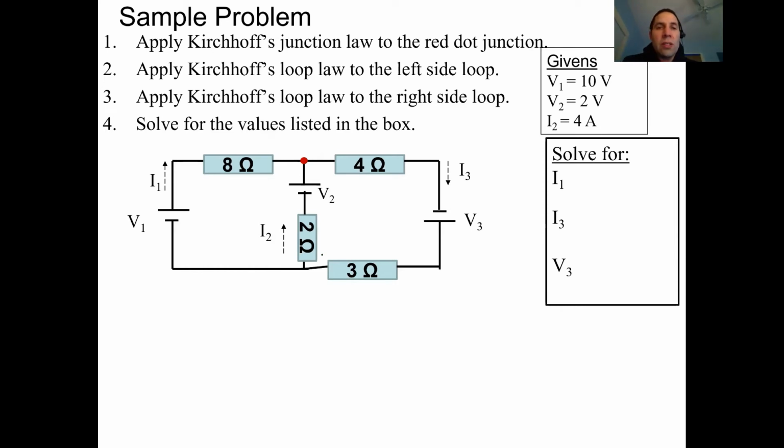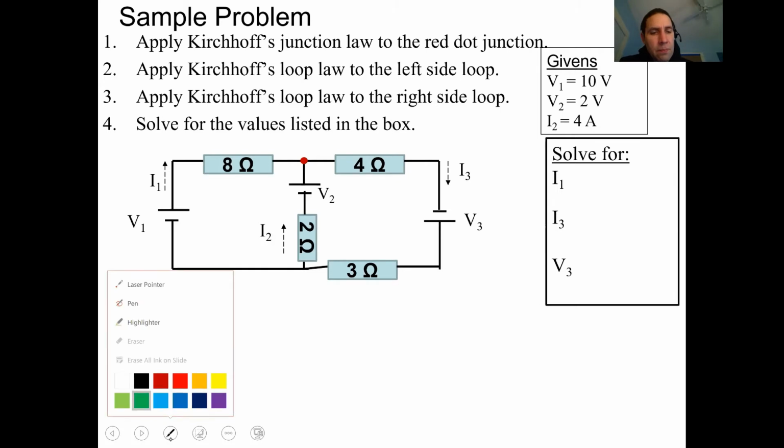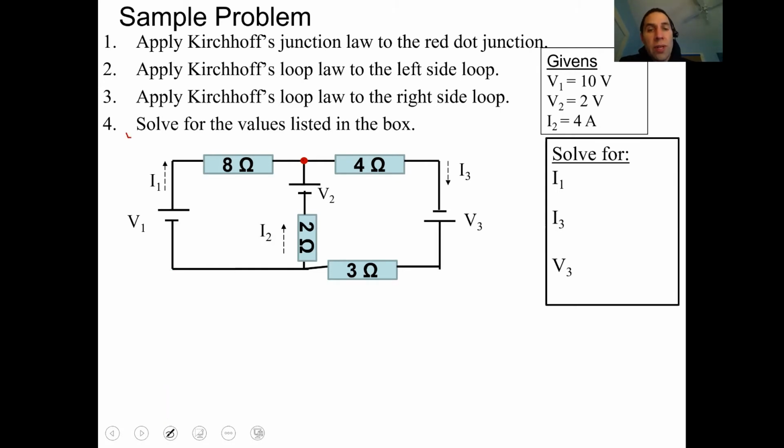Notice we have this pretty tricky looking circuit here. We've got 3 batteries, 4 resistors, 3 different current values. What the heck, how are we going to solve this? Well, we're going to apply Kirchhoff's laws and it's going to be awesome. So the first thing it asks is to apply Kirchhoff's junction law to this red dot up here.